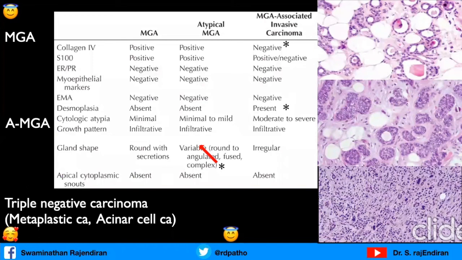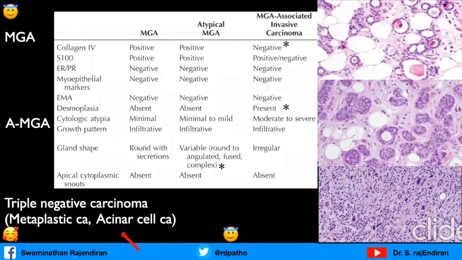Previously, it was thought to be a benign condition, nothing to worry about. But now they know some of the tumors are arising from microglandular adenosis, and most of these tumors are triple negative. So they have a spectrum now: microglandular adenosis, atypical microglandular adenosis, and carcinoma, which is usually triple negative. Most of them are metaplastic type of carcinoma, or they develop salivary gland type of acinar cell carcinoma. These are the two carcinomas that are associated with MGA, or microglandular adenosis.